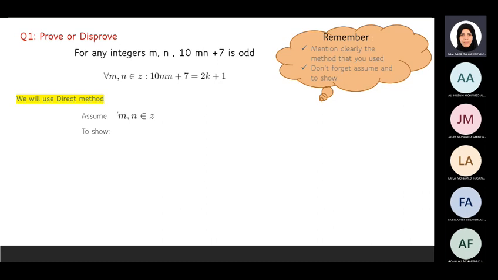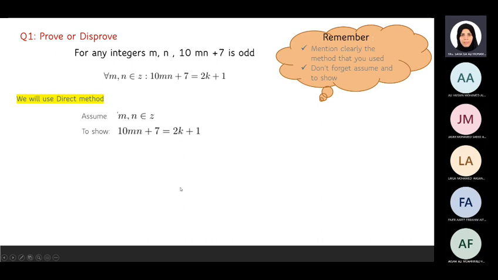You can write the assumption in English or you can write it in symbolic form. It's up to you, but it should be written very clearly. What is my task to do? What do I have to prove? I have to prove the statement that 10mn plus 7 is equal to 2k plus 1. If I have an implies statement, the conclusion will be my task to show. Remember this. Now, my task says I have to prove that 10mn plus 7 is equal to 2k plus 1.